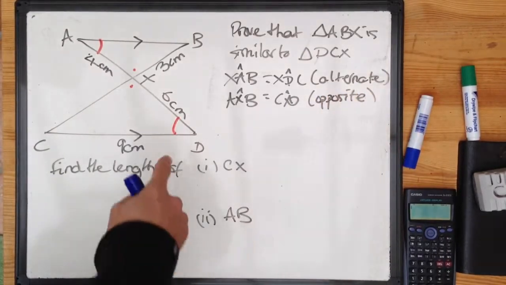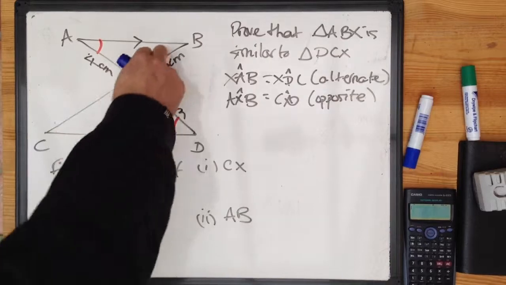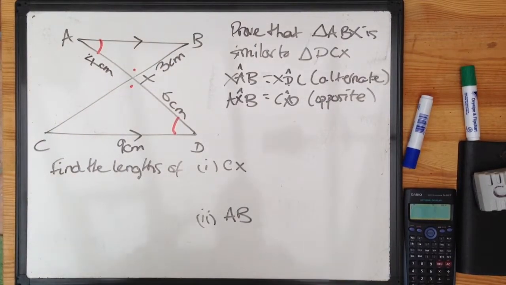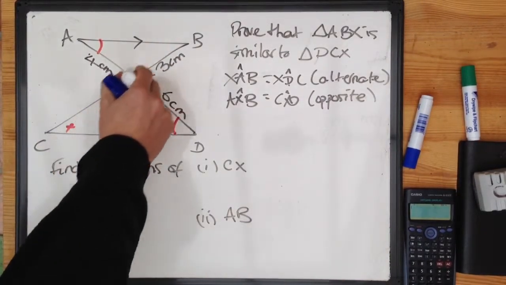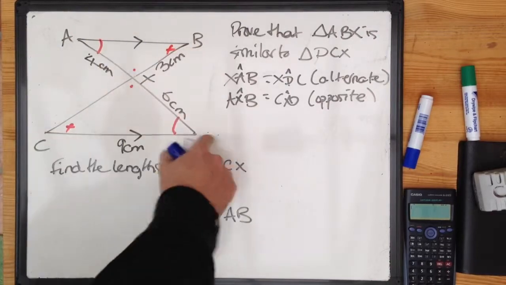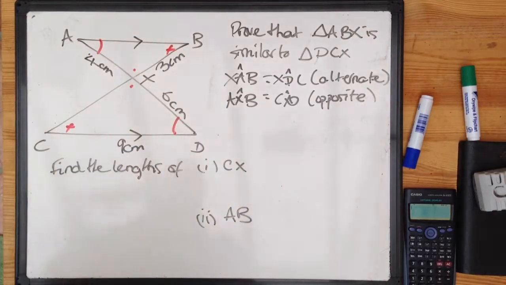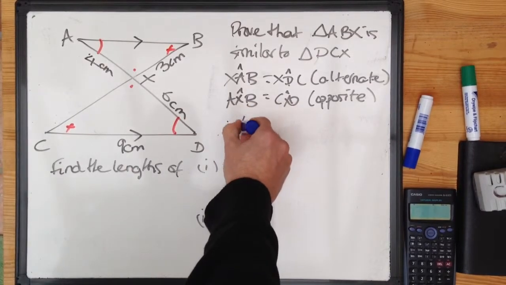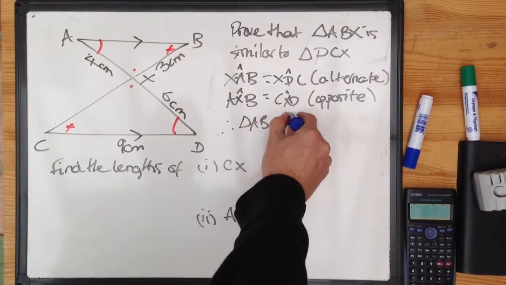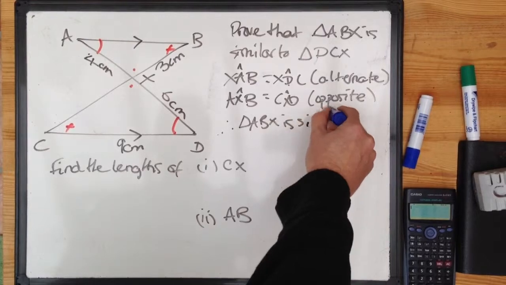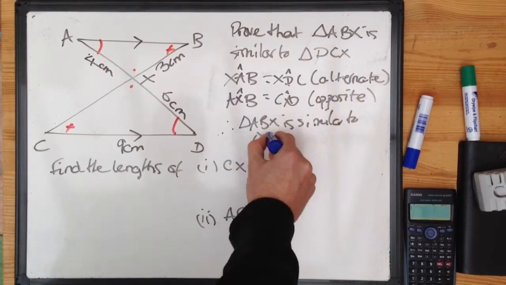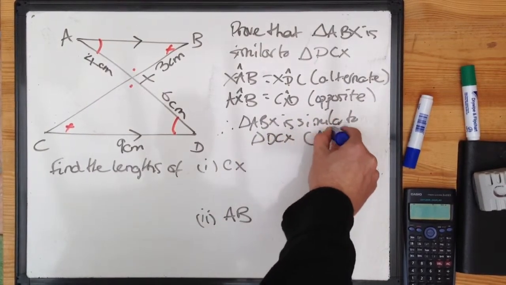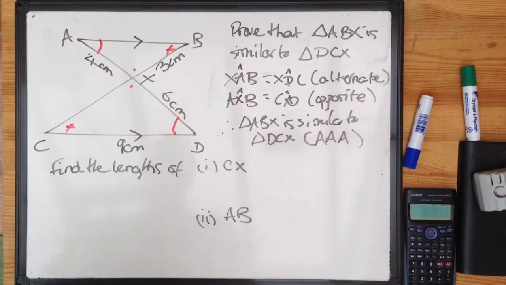Now, if you've shown that two angles are the same, then the third angle has to be the same as well, because the angles in the triangle add up to 180. But these two angles are the same. Again, it's alternate. But showing two is enough. So therefore, triangle ABX is similar to triangle DCX, and the reason is angle, angle, angle. All the angles are the same.